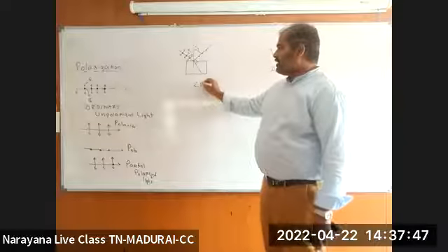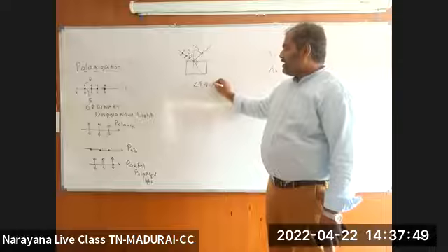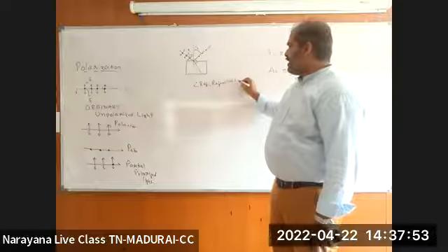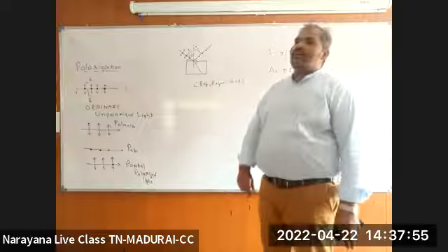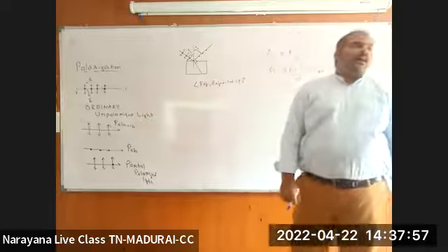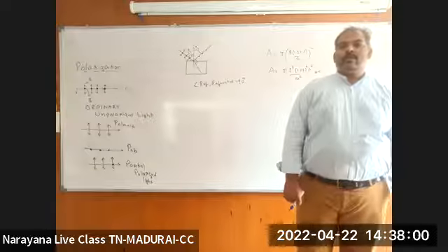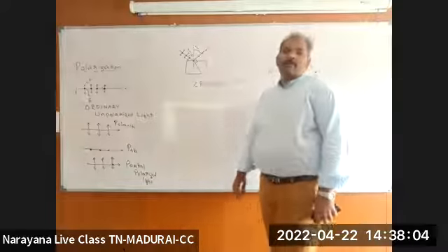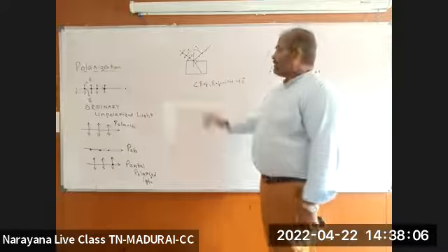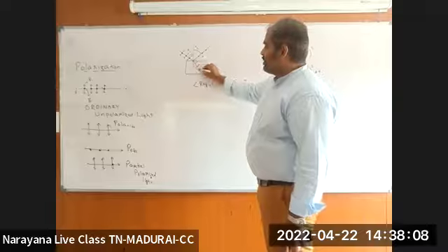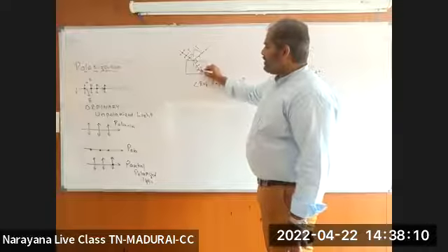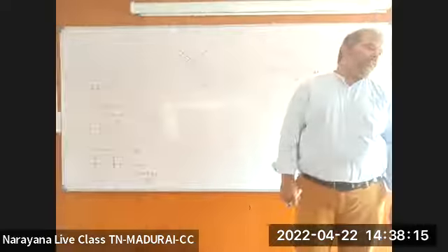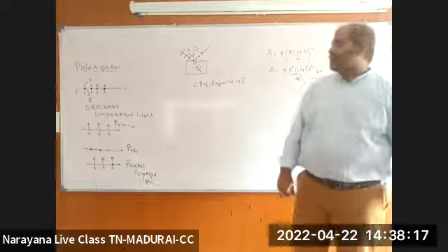What is the condition here? The angle between the reflected ray and the refracted ray must compulsorily be 90 degrees. Then only in the reflected ray will 100% of the light be polarized. The refracted ray is also polarized, but only partially polarized. It will be like this. How do you represent partially polarized light? You have to represent an uneven number of vertical oscillations and horizontal oscillations.